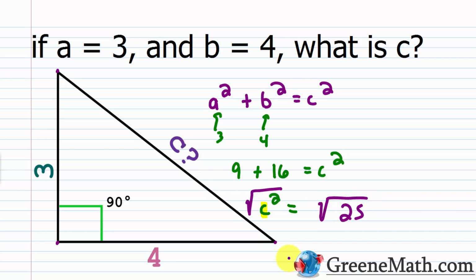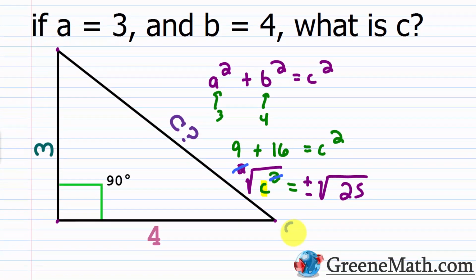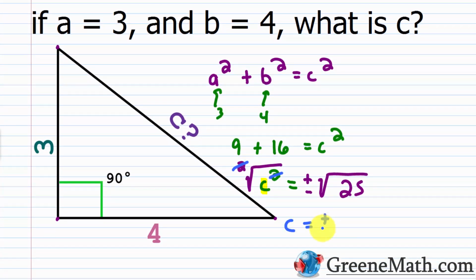Now, in most cases when you do this, you want to go plus or minus over here. In this case, you're not going to, and I'll explain why in a second. First, let's solve given the way that I've presented it here. This index of 2, remember this square root has an index of 2, is going to cancel with this exponent of 2. So I now have c by itself, and it's equal to plus or minus the square root of 25, which is 5.